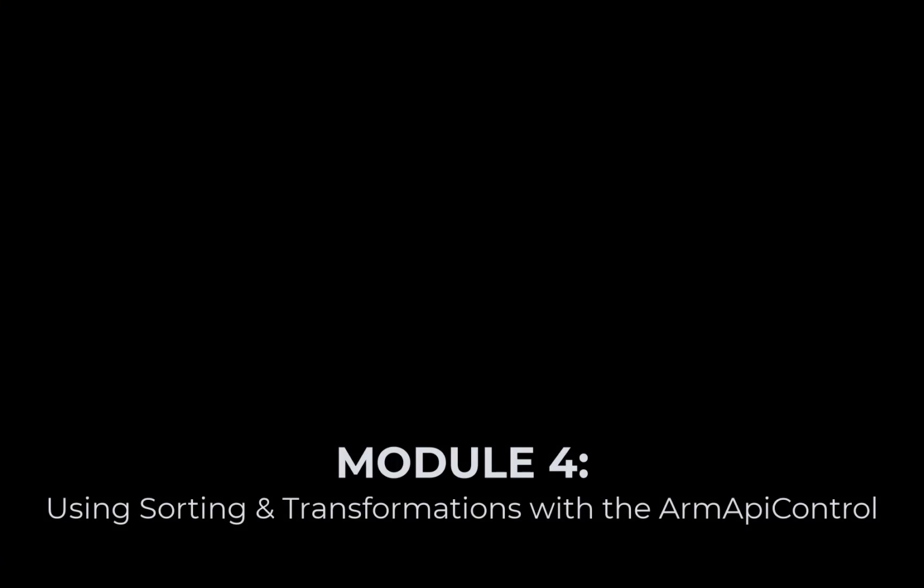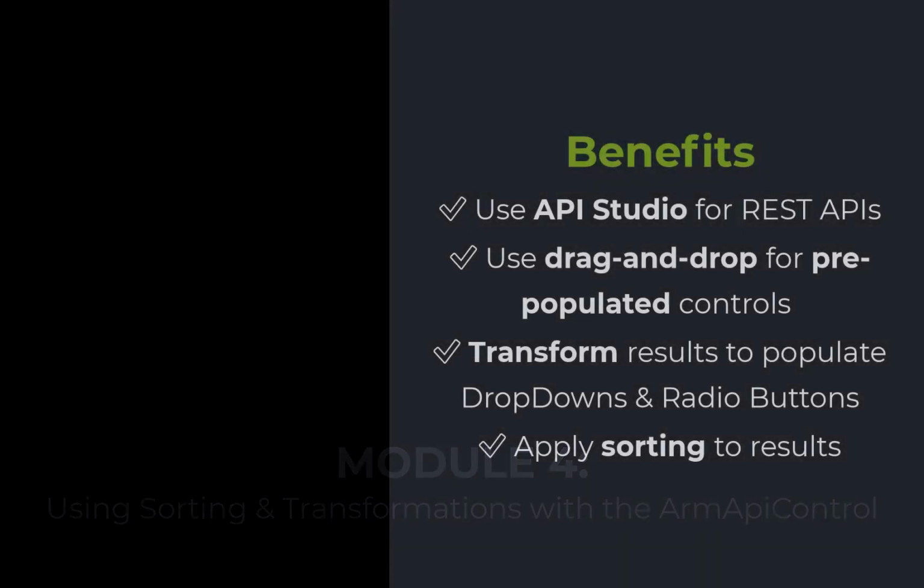In this module, you will learn how to transform the results of the ArmApiControl and GraphApiControl by applying sorting and other transformations, so that they can be used by other UI definition controls like DropDowns and Radio Buttons. API Studio, a built-in REST API tool inside Maestro Studio, enables quick validation of ARM or MS Graph APIs.